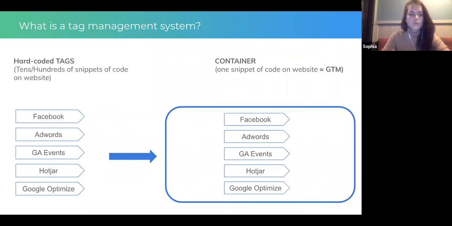And what's the old way of doing it? It's simply taking a lot of code snippets and putting them on the back end of your website pages. But that's not very efficient, and I'm going to explain why. And the new way is to simply not take each code snippet and put it on the website, but take all of them and place them in a container in Google Tag Manager.